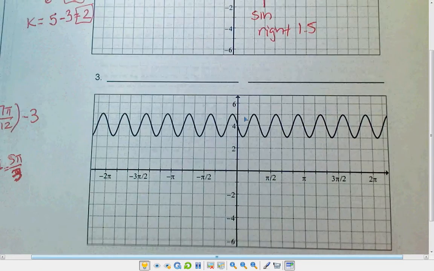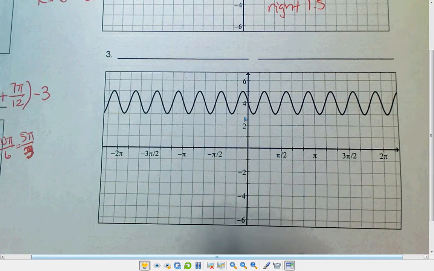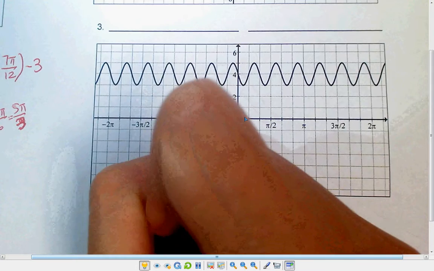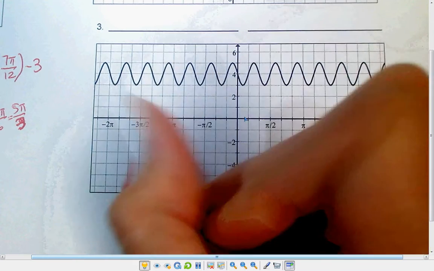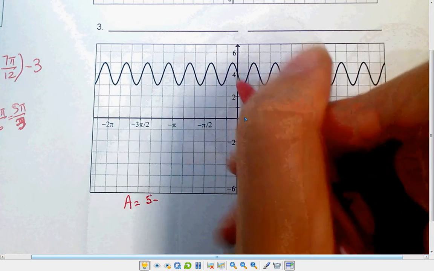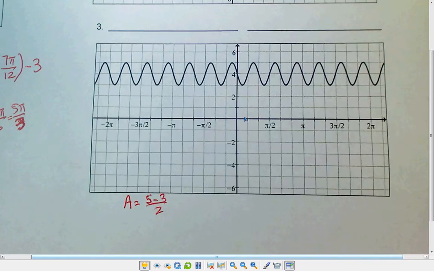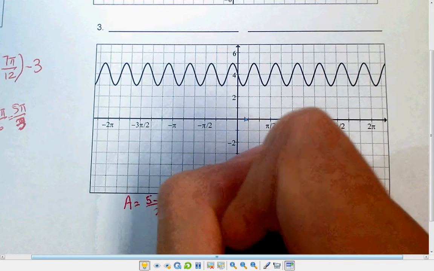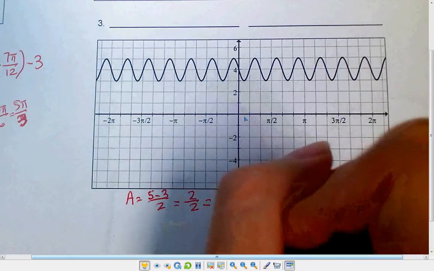Okay, let's do one more. So again, let's start off with our a value, max minus min. My max is 5 minus your minimum is 3 divided by 2. That gives us 2 over 2, which gives you an amplitude of 1.